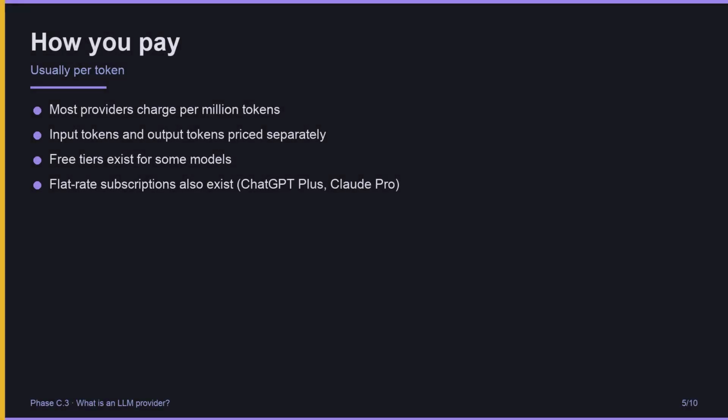How do you pay? Most providers charge per million tokens. Input tokens and output tokens are priced separately, output is usually more expensive. Free tiers exist for some models, and we'll cover those. Flat-rate subscriptions also exist, ChatGPT Plus, Claude Pro, Gemini Advanced, where you pay monthly and get a usage allowance.